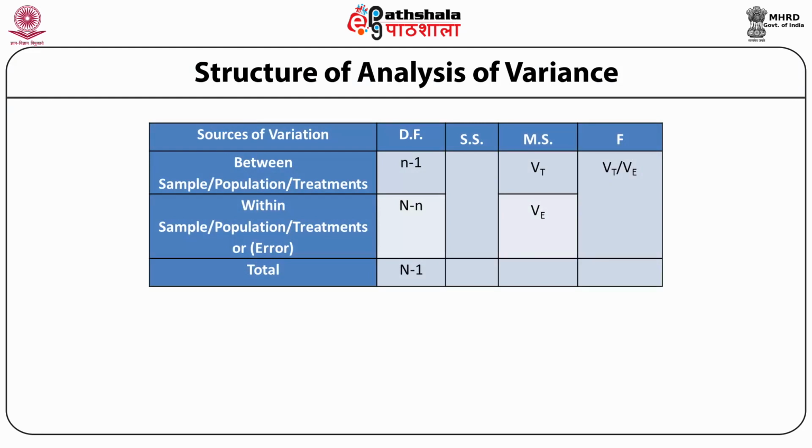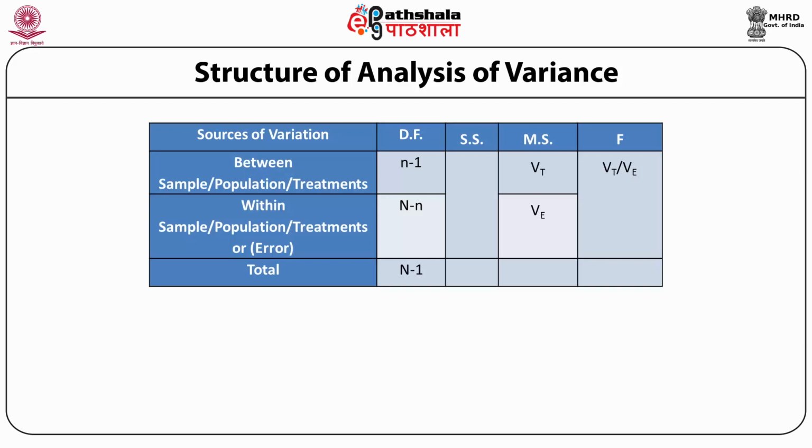In the sources of variation, we have 2 categories, between treatments and within treatments, or sometimes we call them between columns and within columns. They are represented by n-1 and N minus n, and we can see the F ratio, in which we have calculated the F value of between-column variance and within-column variance. Here they are represented as Vt and Ve, where E represents the error.